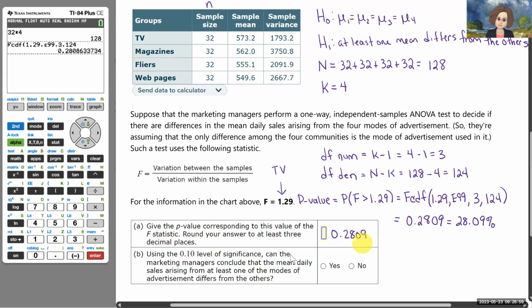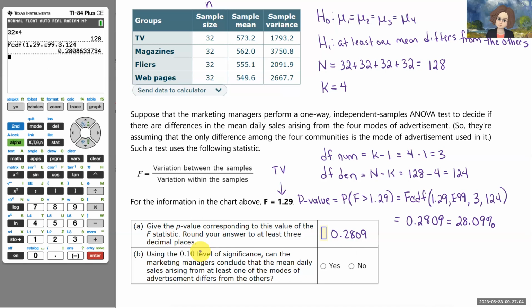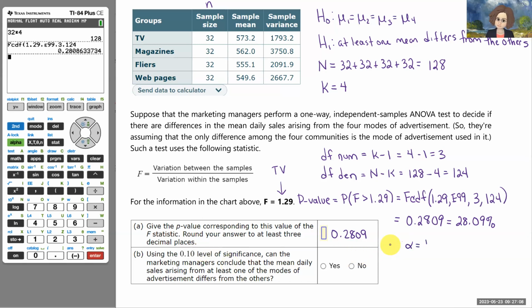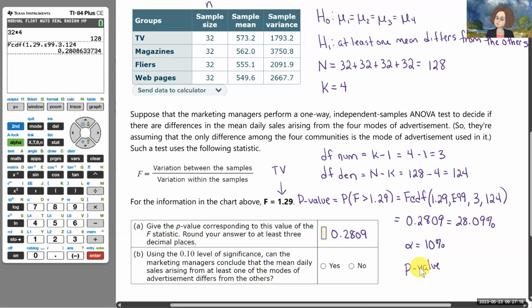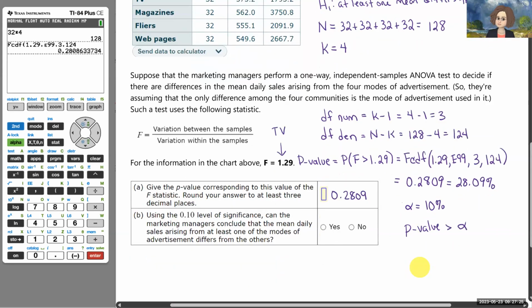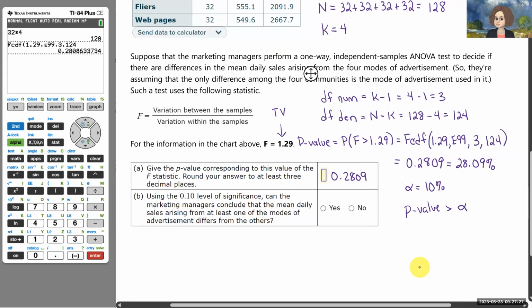And then they ask us to draw our conclusions at a 0.10 level of significance. So let me just write my alpha here, and I like to do that as a percent. So the alpha was 10%. So now I can see that my p-value, 28.09%, is definitely bigger than my alpha value of 10%. All right, so our p-value is not low. So we do not reject the null.